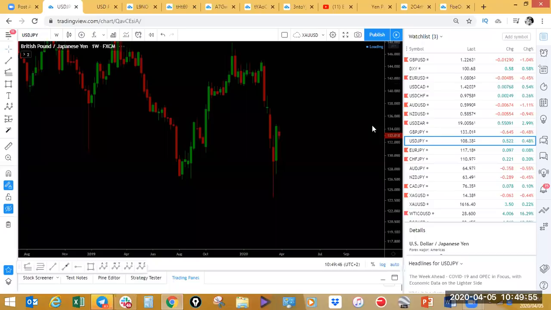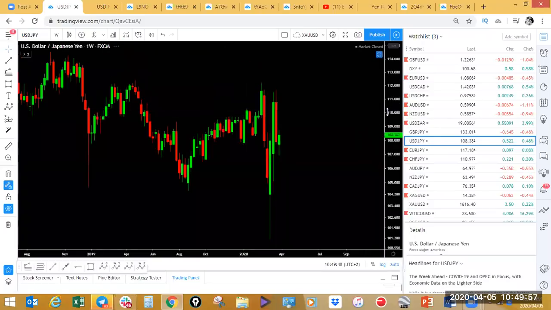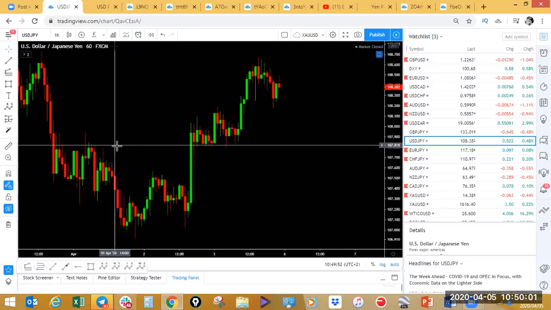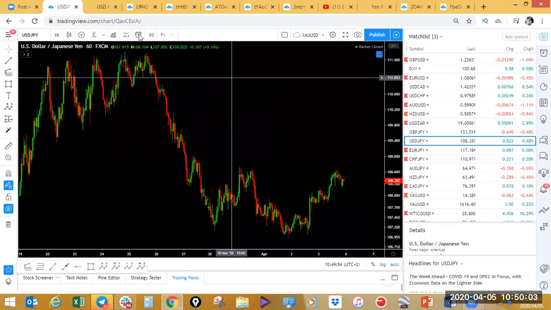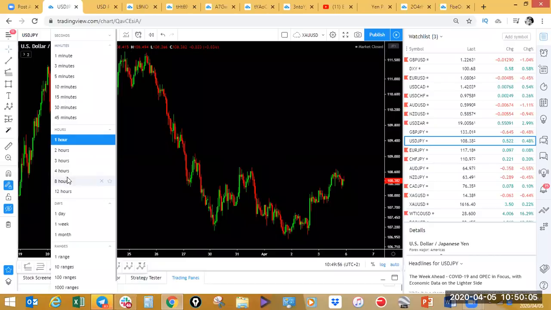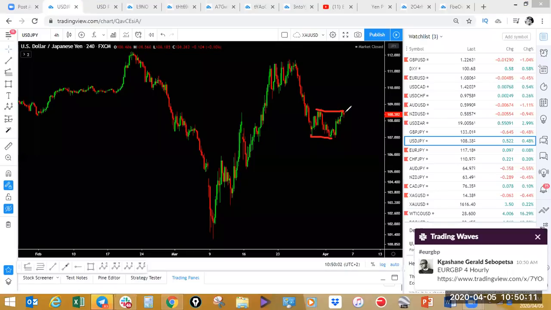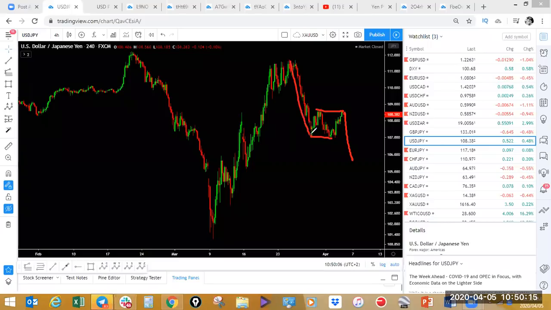US dollar yen, we spoke about this one in the beginning, that it has now made a corrective structure in the 1 hour time frame, or rather the 4 hour first. Let's look at the 4 hour. Is this now going to be a regular flat, and then we start looking for a trade to the downside? So we need to get a confirmation for downside so we can have this structure. So that is US dollar yen.